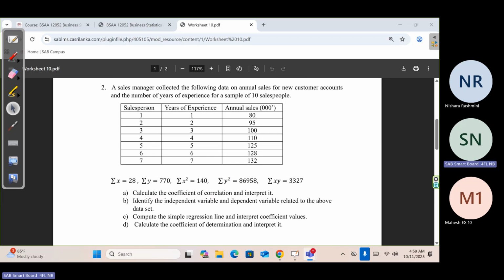Normally if the R squared is greater than 60 or 70, it's a good one. Below 50 or 40, it's not a good one.